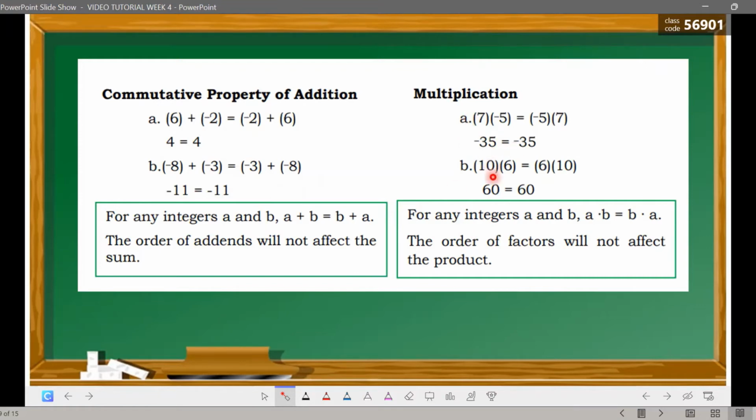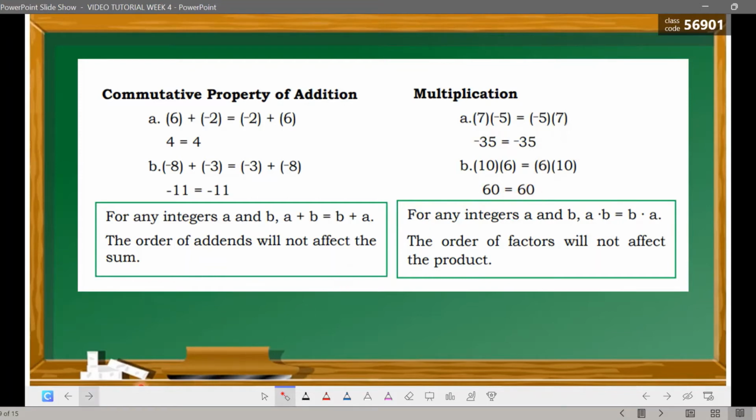Okay. In multiplication, so pareho lang din. Kapag binaliktad natin yung order, ganun pa rin ang magiging sagot. Okay. For any integers a and b, a times b is equal to b times a. The order of the factors will not affect the product. Okay po? So, 7 times negative 5 is equal to negative 5 times 7. So, pareho lang magiging answer niyan. 7 times negative 5 is equal to negative 35. Then, negative 5 times 7 is equal to negative 35. Okay. Letter B. 10 times 6 is equal to 60. And then, 6 times 10 is equal to 60.